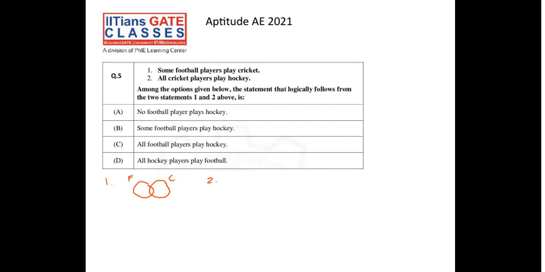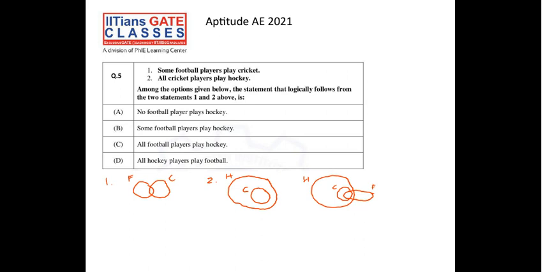Now, according to the second one, all cricket players play hockey. So, if I take this as a set of players who play cricket, since all of them play hockey, they are covered by the circle which represents hockey players. So combining these two, I'm going to get the hockey players, the cricket players, and the football players. Cricket and hockey. This is the given information.